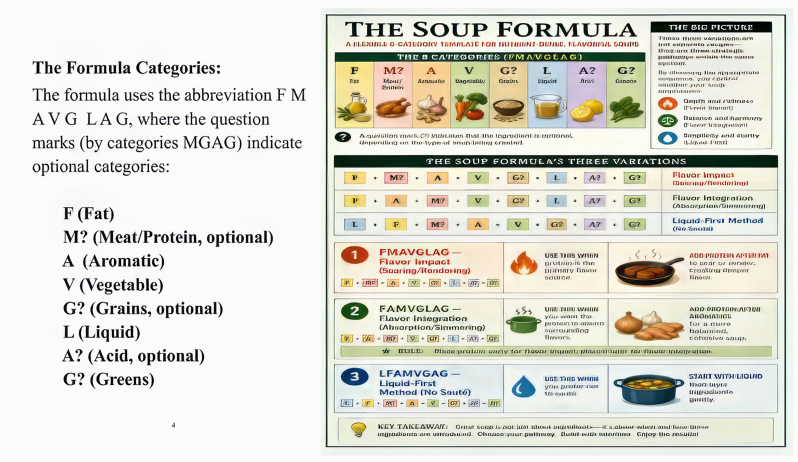The formula categories. The formula uses the abbreviation FMAVGLAG, where the question marks, by categories M, G, A, G, indicate optional categories. F, fat. M, meat/protein, optional. A, aromatic. V, vegetable. G, grains, optional. L, liquid. A, acid, optional. G, greens.